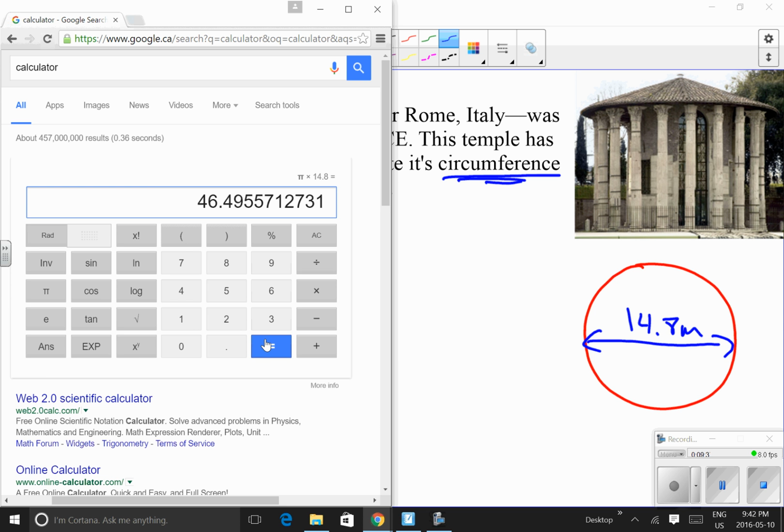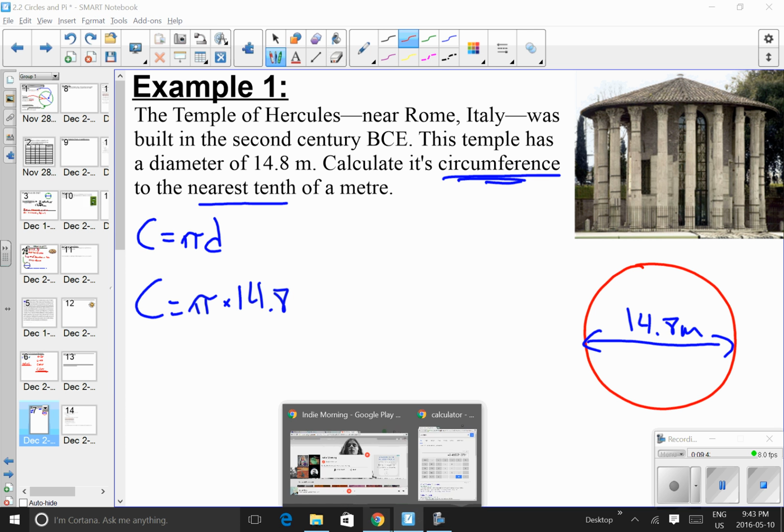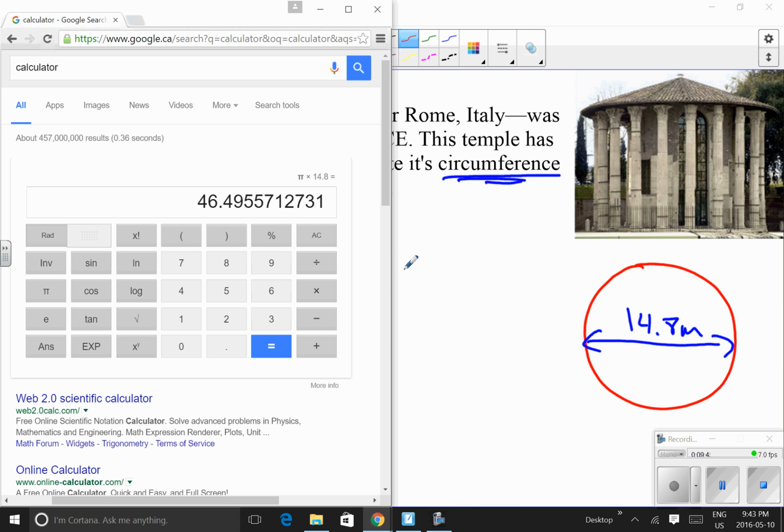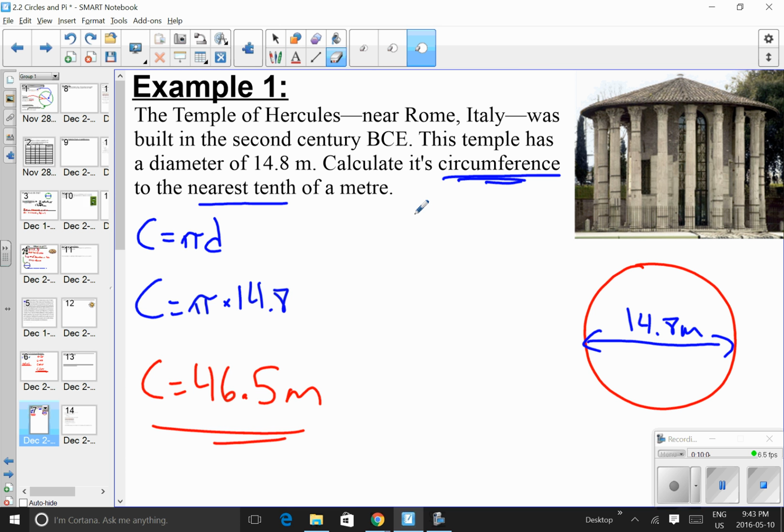Right? Now in my question it says I just want it to the nearest tenth, so I'm going to round to 1 decimal spot. So what was that number? It was 46.49. I'm going to the tenth, so I'm going to round that up to 46.5. So C equals 46.5 meters. And that is it. Easy peasy. Let's do another example.